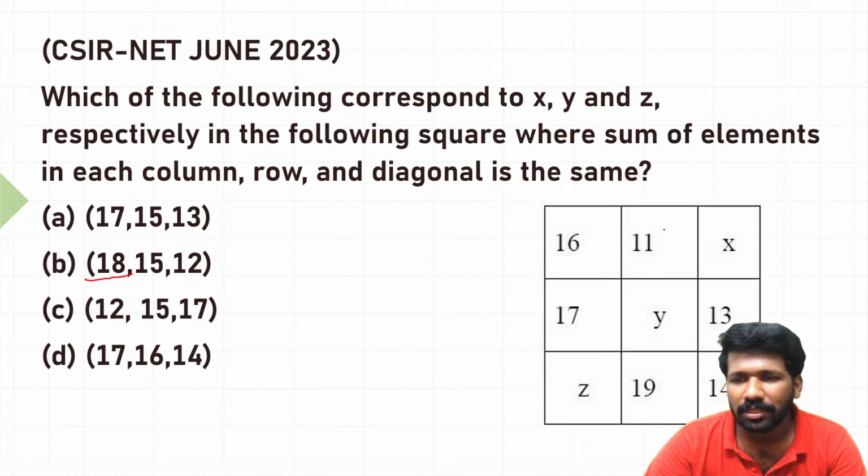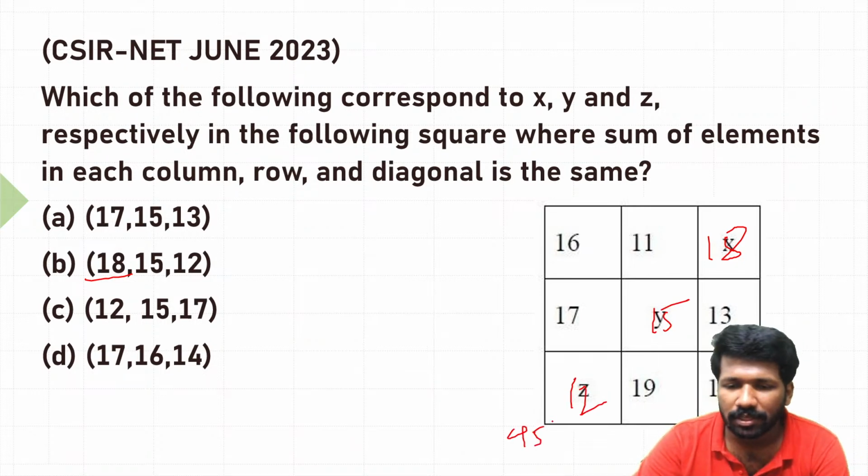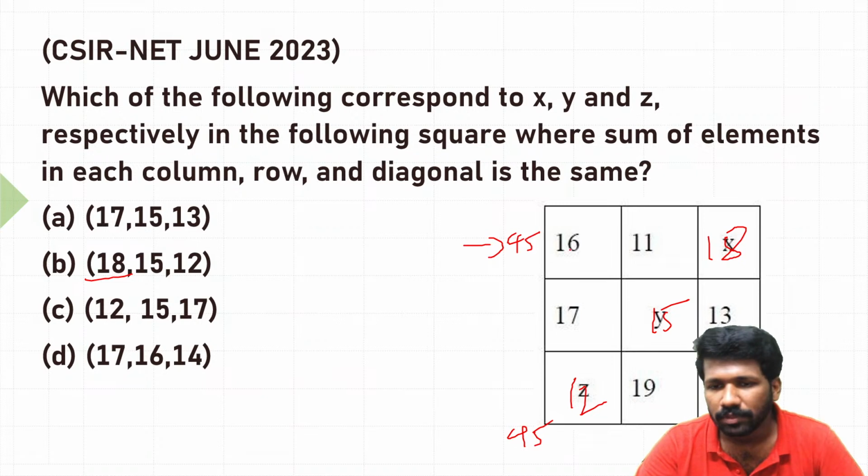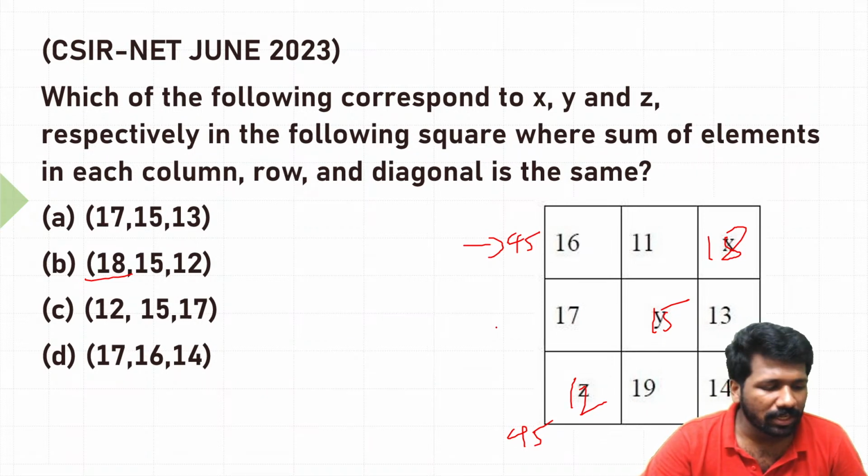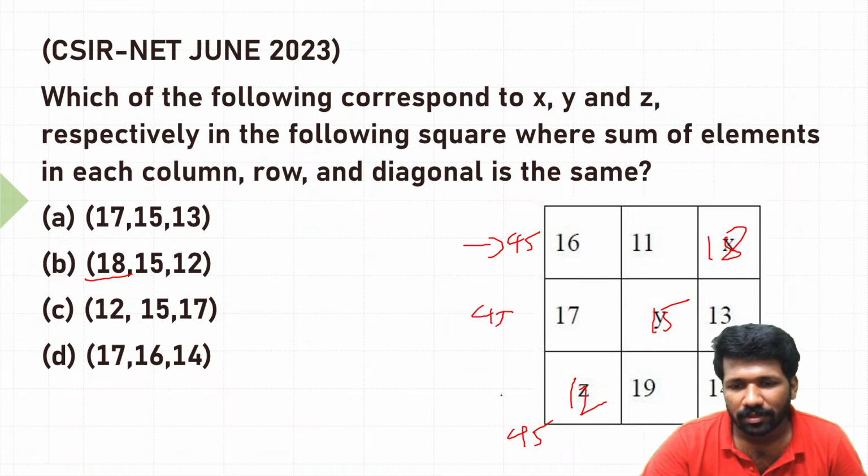Now try option B the same way. 18, 15 and 12. 18, 15, 12 added is 45 itself. 16 plus 11 plus 18 is what? 45 itself. That is 45. Then 17 plus 15 plus 13, that is also 45. 12 plus 14 plus 19, that is also 45. So row wise all the three are okay.